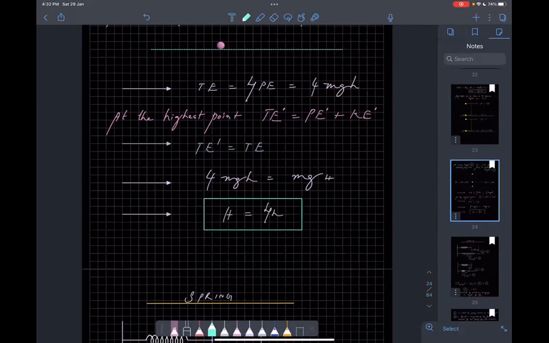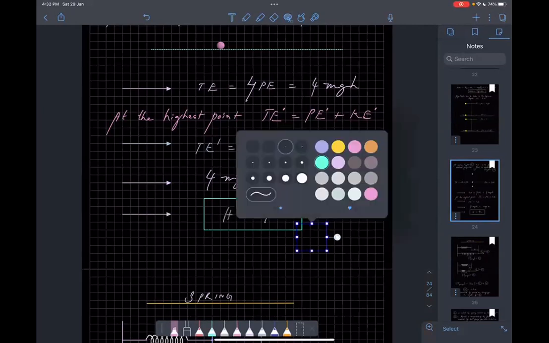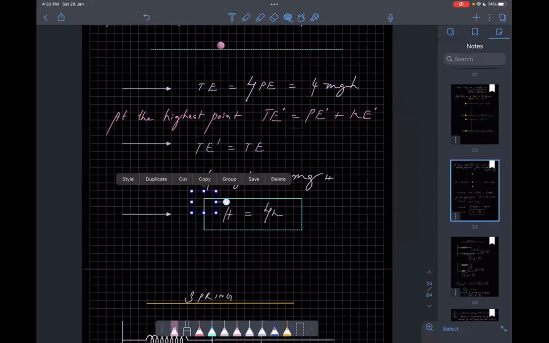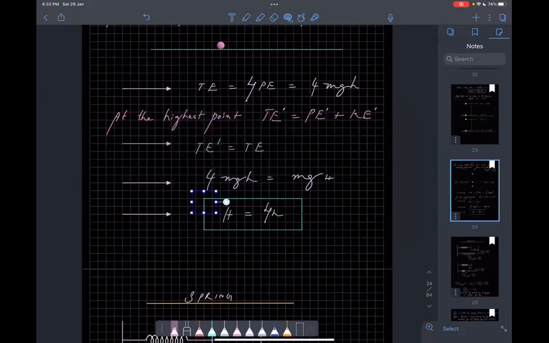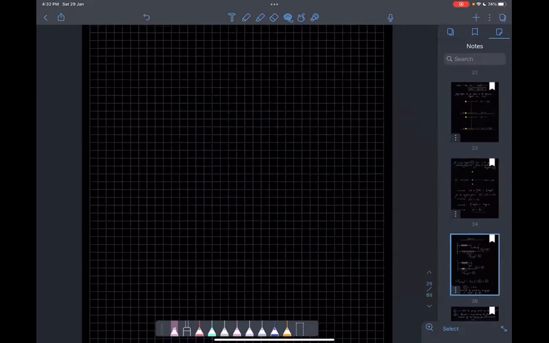Basically, what we are doing, we are just applying the law of conservation of energy and we are doing it properly. We are not doing anything stupid. So we can do it in a long method also, but I don't want to. One more problem.